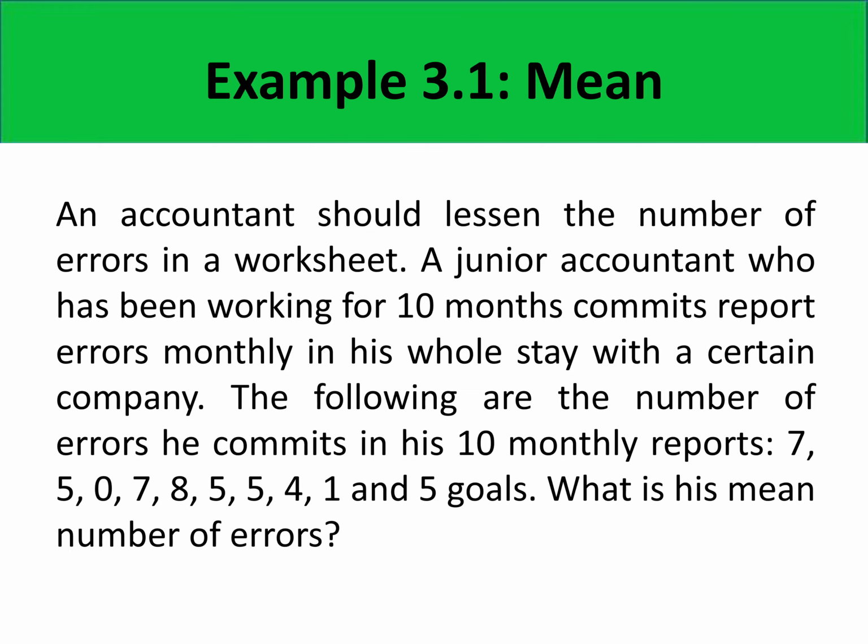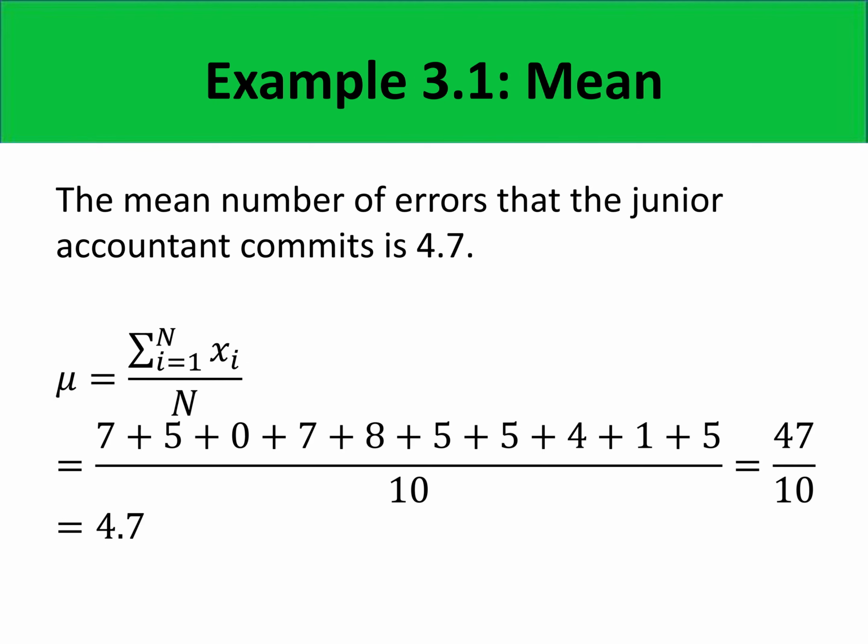In this illustration, all the months in which the junior accountant worked for the company were considered. Hence, the mean we are looking for is the population mean. Adding all the errors for each month and dividing by 10, we get 4.7. This means that the junior accountant commits 4.7 errors on the average per month.